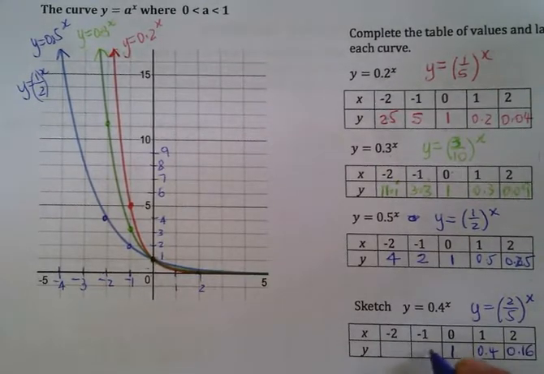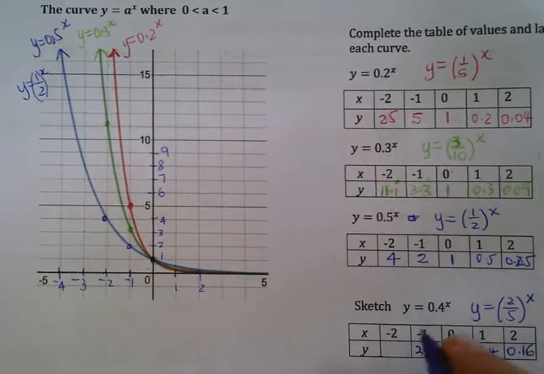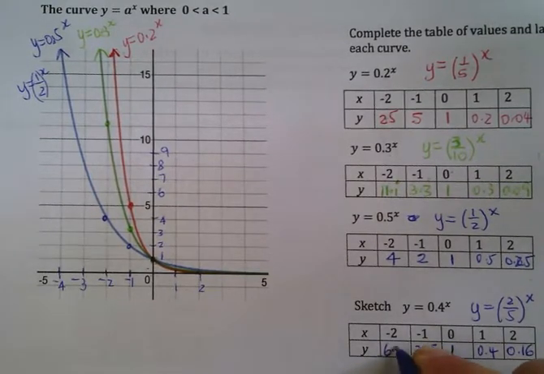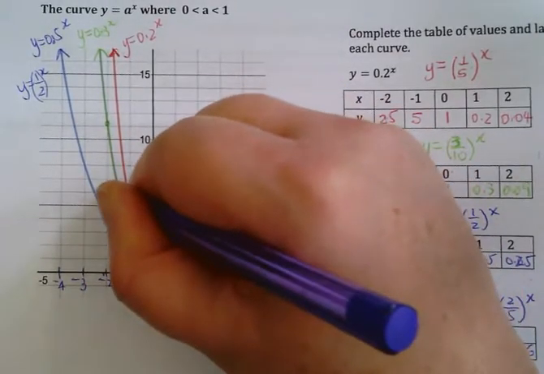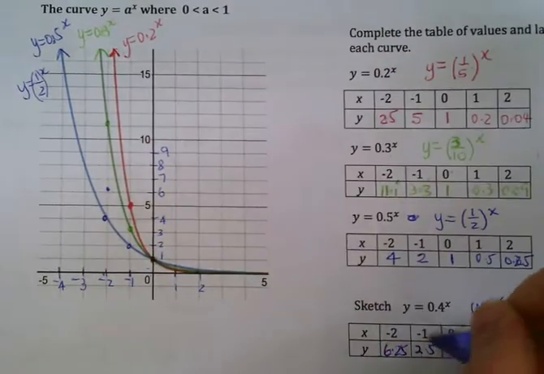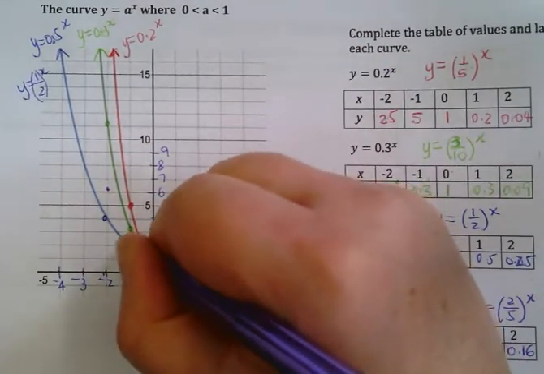And what do we get here? You should get 2.5 there. And you should get 6.25, or 6 1/4 there. So at -2, 6 1/4 is about there. At -1, 2.5.